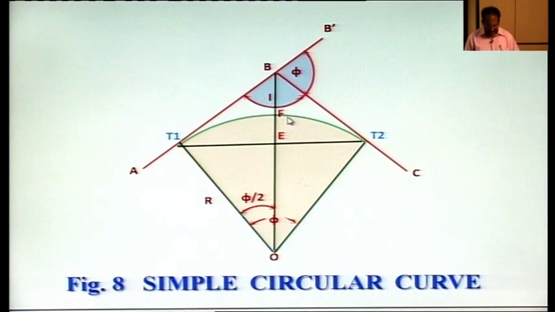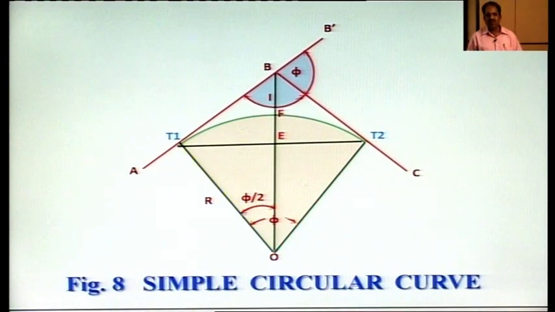The angle subtended at the center of the curve by the arc T1 F T2 is called the central angle. This angle subtended by this arc at the center of the curve is equal to the deflection angle phi. So, these two angles are equal.